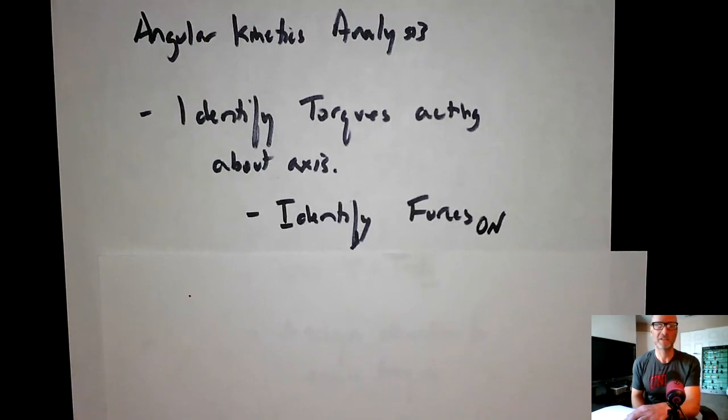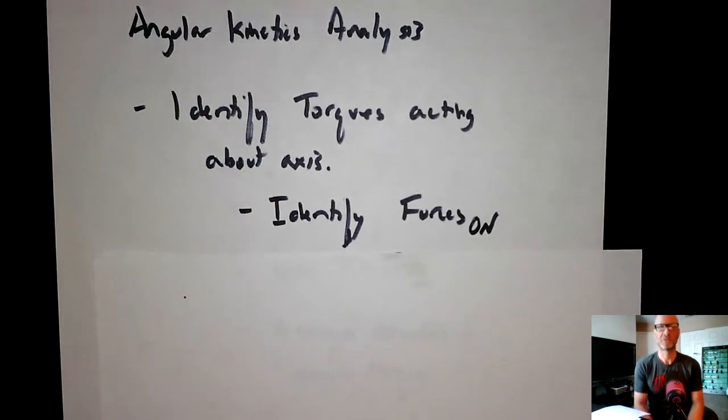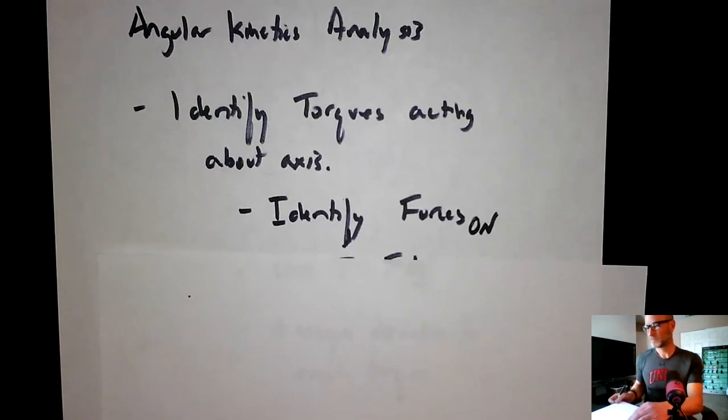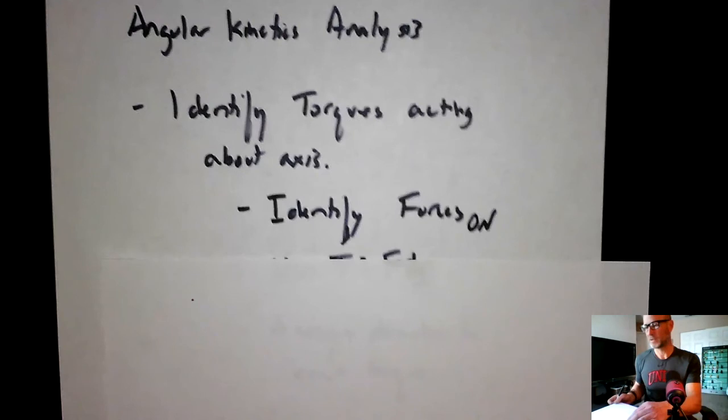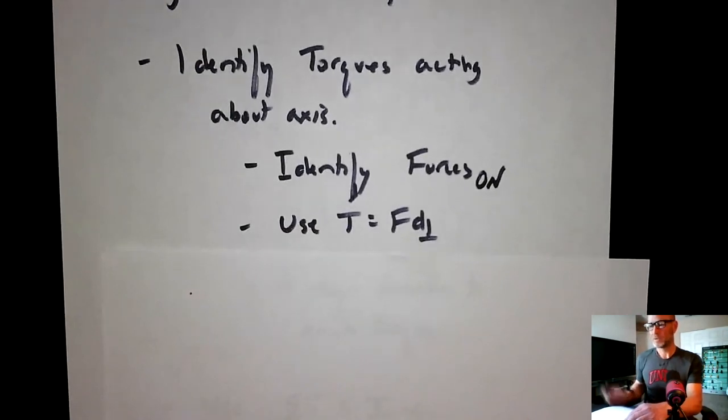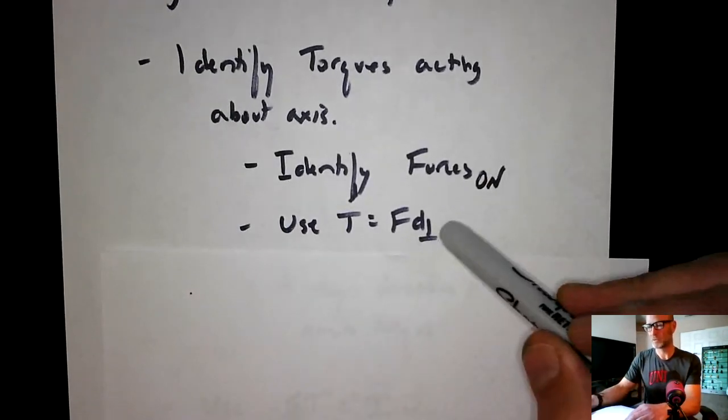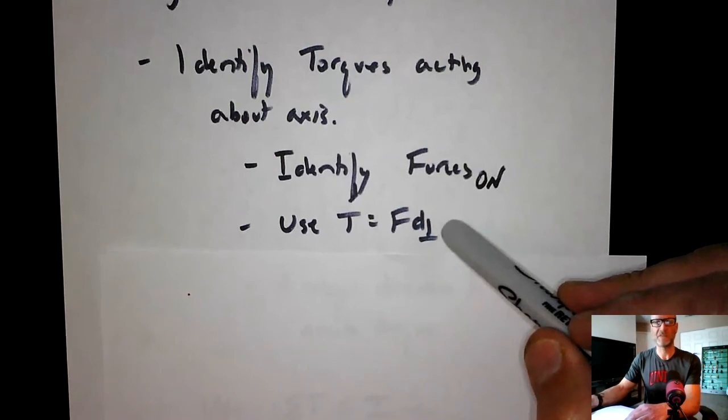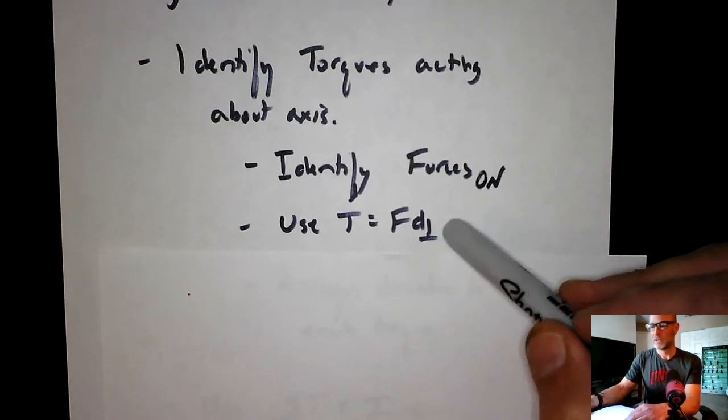Remember, if a force acts at the axis of rotation, the force will not tend to rotate the object, and it will not create a torque. So we want to identify the forces acting on the object, and mostly forces that are acting away from the axis of rotation. Once we have identified the forces acting on the object, we're going to use this equation, T equals F d perpendicular, for each force that we have acting on the object tending to cause rotation. If we have 3 forces, we'll have 3 torques. If we have 2 forces, we'll have 2 torques, and so forth.